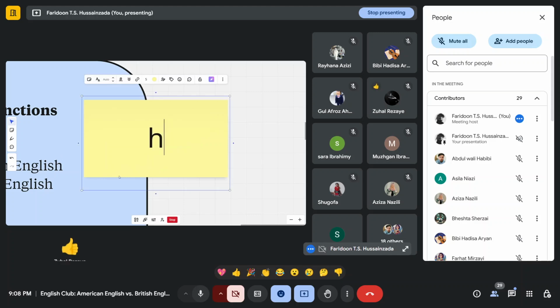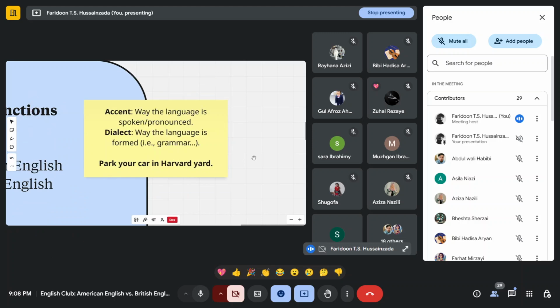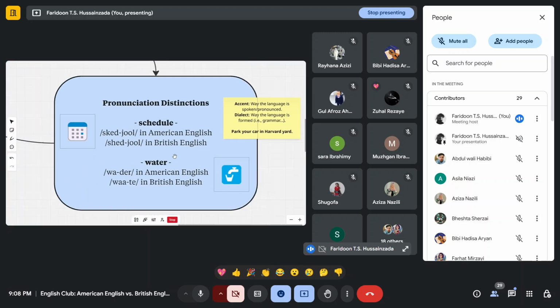Okay, so just remember that when we're talking about these things, we're talking about the general ones. Generally speaking, American English is a rhotic variety of the English language, meaning they pronounce the R, and British English, as a general rule, is a non-rhotic accent or variety of the English language. So they don't pronounce the R. Any other questions?